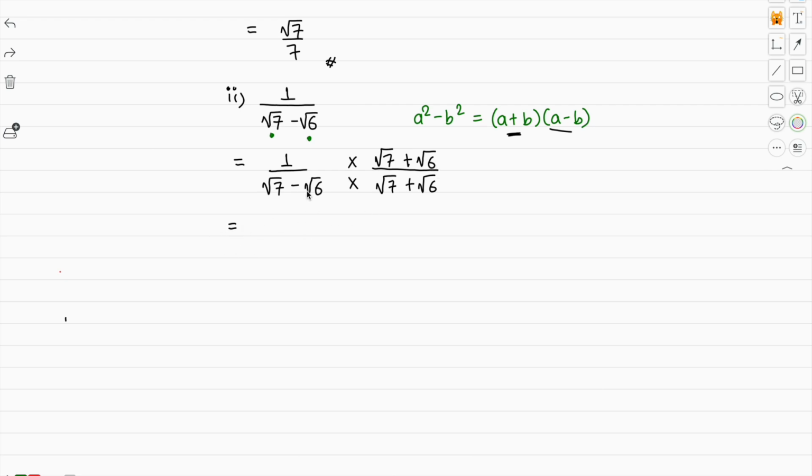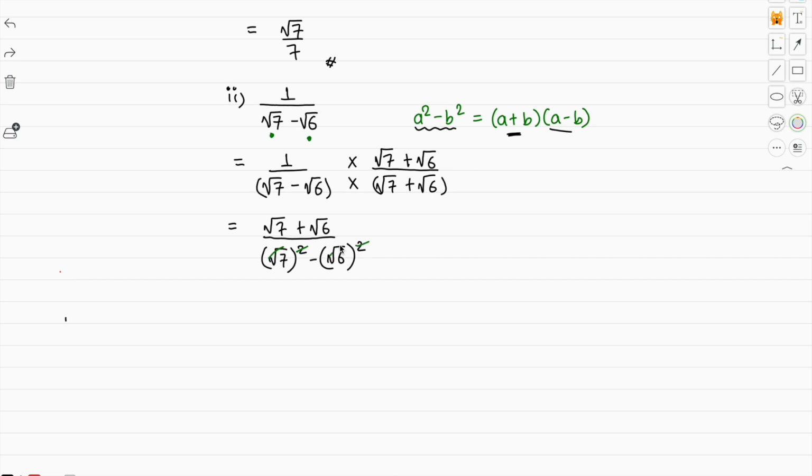Now what we are going to get is 1 times root 7 plus root 6 is root 7 plus root 6. 1 times anything is the same thing. And then in the denominator, what we have is a minus b and a plus b, or a plus b and a minus b. And the formula of a plus b, a minus b is a square minus b square. So what we'll have here is our a square is going to be root 7 square, minus our b square is going to be root 6 whole square. Now we can cancel this square and this square root.